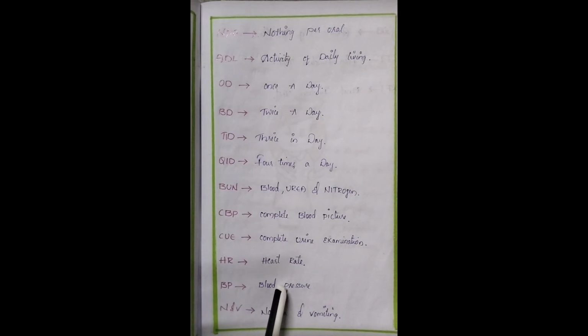Next, blood pressure. What is the blood pressure? Normal blood pressure is 120 by 80 mm of Hg, millimeters of mercury. High blood pressure is called hypertension. Low blood pressure is called hypotension. What is the definition of blood pressure? Comment me down. Next, N and V, nausea, vomiting.